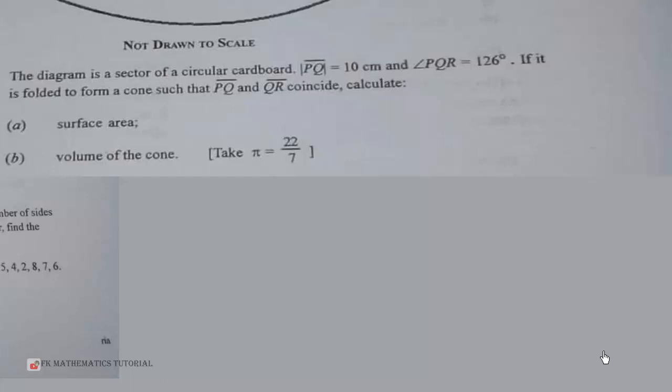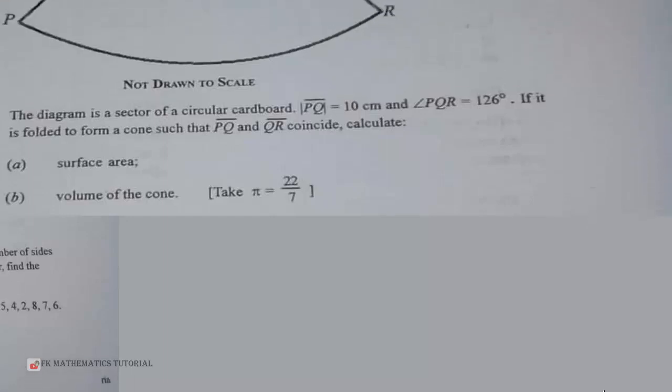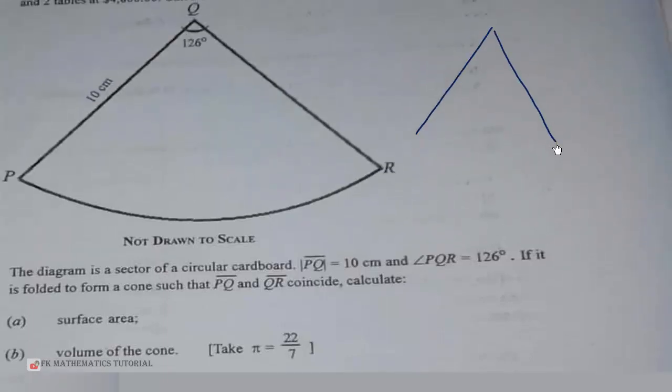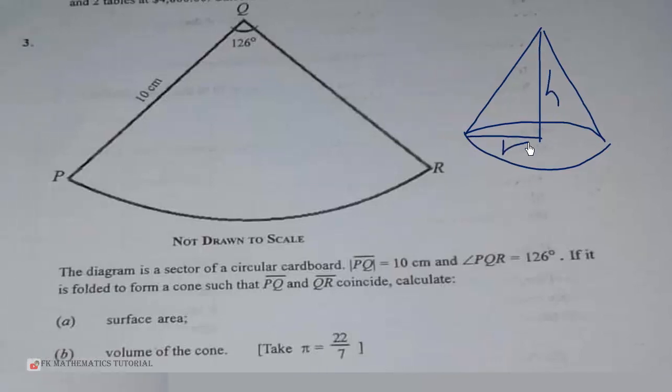We are given that the cone was formed by folding this sector, which is having an angle of 126 degrees. So in order to calculate the surface area, we need to first of all get the base. The cone will now be looking like this. So we have the height, we have the radius. We need to find the base radius.